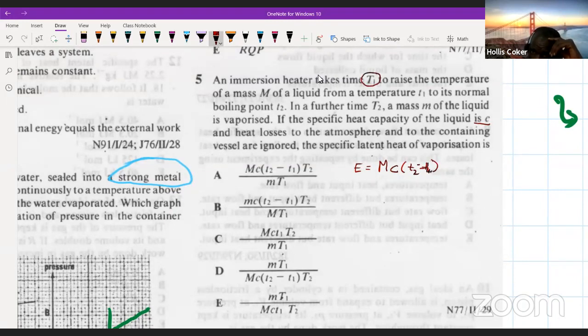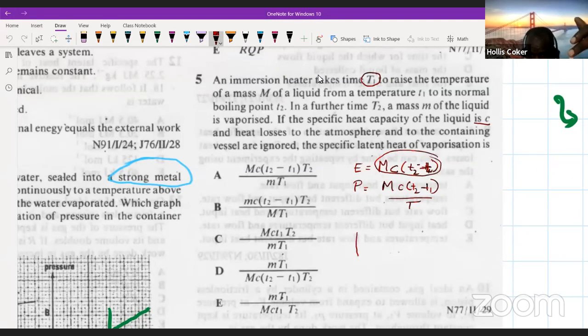So using capital T as time, which is not common, we usually use small t for temperature and capital T for something else, but let's roll with the flow. Therefore, the power, or the rate at which energy is supplied, delivers this amount of energy in T1 seconds. So it'll be M C (t2 minus t1) all over T1. That's the power of the heater. So what we want to get now, in a further time T2, the heater is getting energy at the same power, a mass M of the liquid is vaporized.